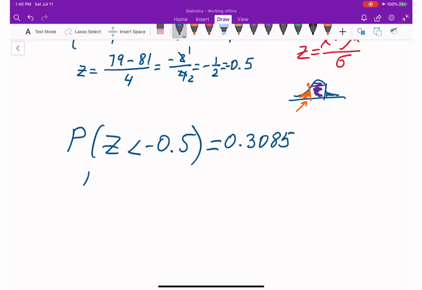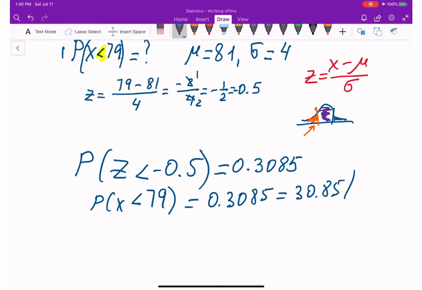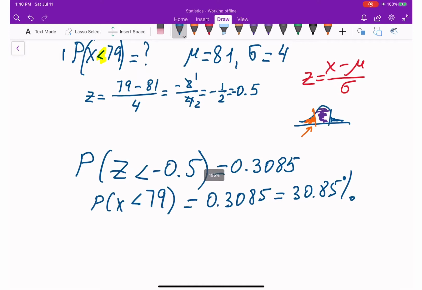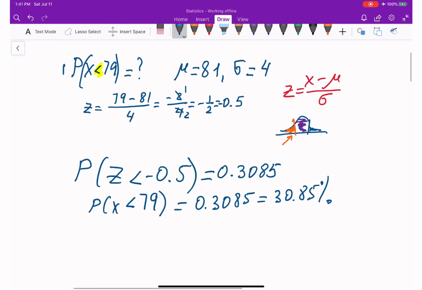That means the probability of x less than 79 is equal to 0.3085, which means 30.85%. So there is almost 31% that x is less than 79. All right, so this is the first problem. Moving to the next one.